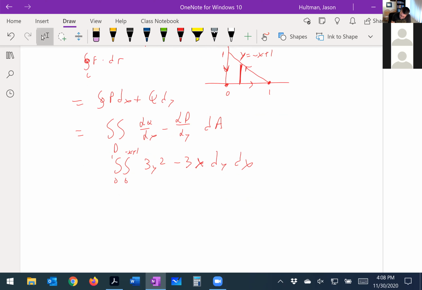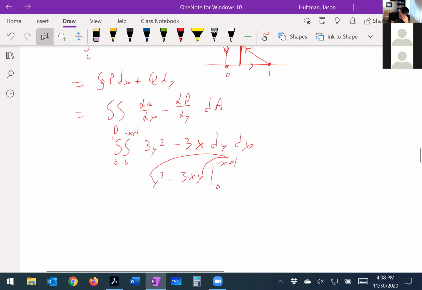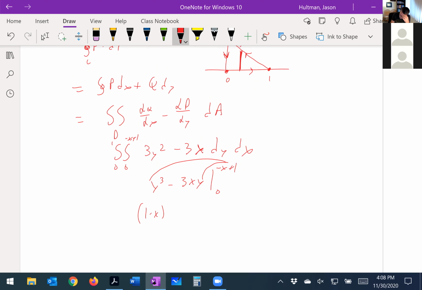Then we just integrate with respect to y. These become y cubed minus 3xy, from 0 to negative x plus 1. Plug in negative x plus 1 for y, or 1 minus x cubed minus 3x times 1 minus x. I don't need to plug in the zeros because it's just going to go to 0.